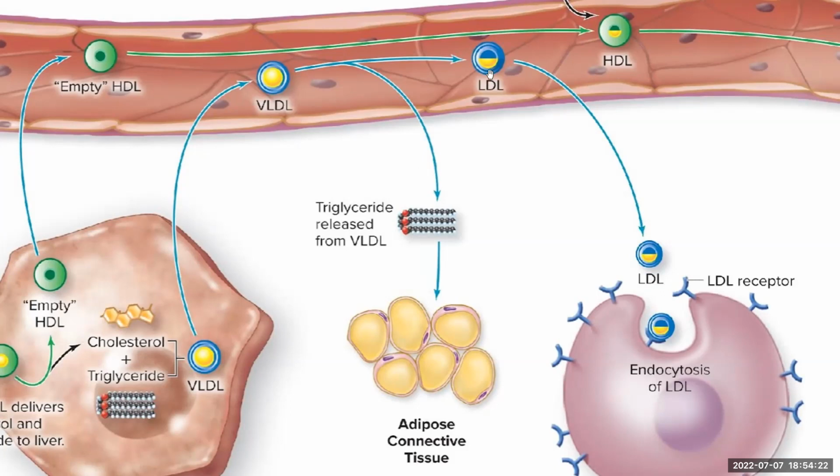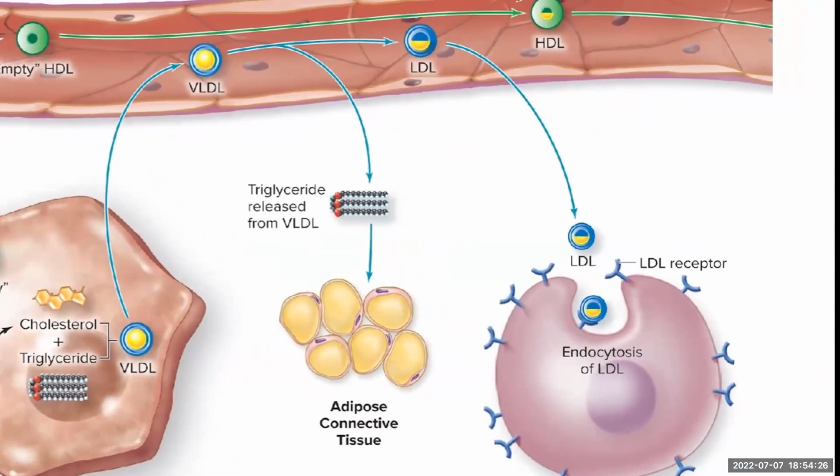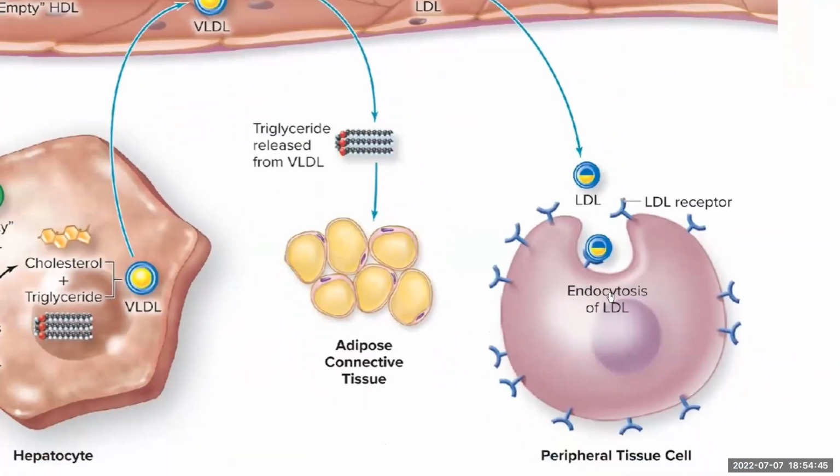So now our LDL wanders throughout the periphery again, and then it's going to head to another peripheral tissue cell, one that might need some cholesterol. So it has the receptors out and waiting, like a catcher's mitt waiting to catch the ball. And so the LDL will bind with that receptor, and then that cell will pull it into the inside of the cell for whatever purpose.